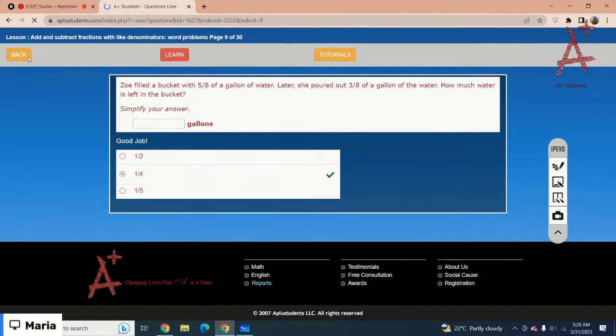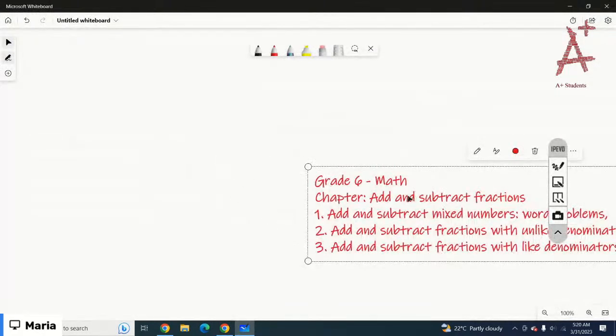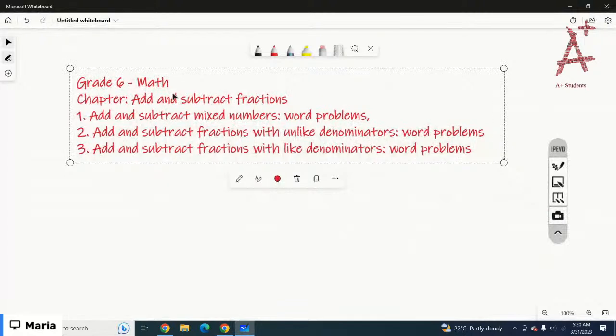Okay, you can complete the test by yourself later today. The lessons we have covered today are from the chapter add and subtract fractions: add and subtract mixed number word problems, add and subtract fractions with unlike denominators word problems, and add and subtract fractions with like denominator word problems. So please make sure before the next session you complete all the test questions for the lessons we did today. If you need more help with any of the lessons, you can contact any tutor on Skype. They are available from Monday to Friday, 5 to 9. Got it? That's all for today. See you in the next session. Bye, everyone.